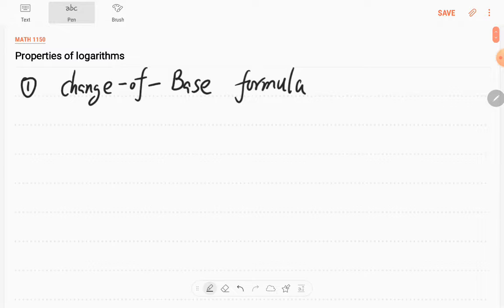Here we assume that the base is always greater than 0 and it's not equal to 1. So if we have log with base a of x, and we want to change the base a to b, what should we do? It's actually equal to log base b of x divided by log base b of a.